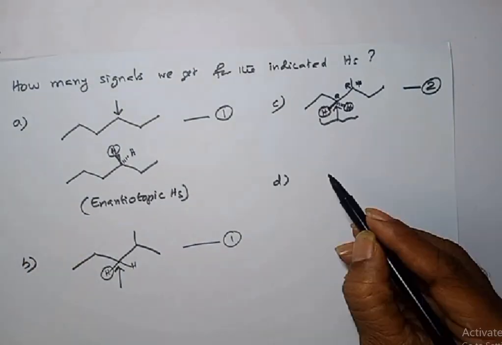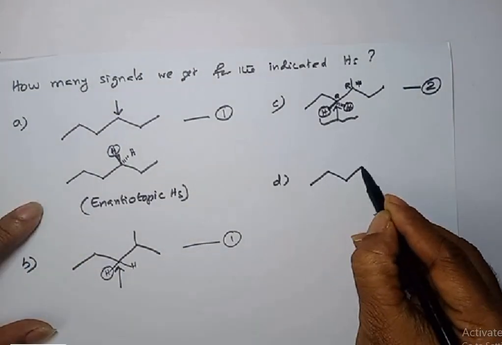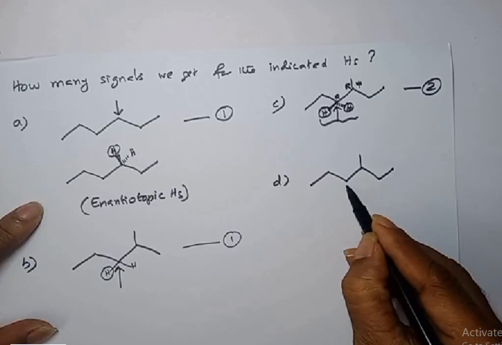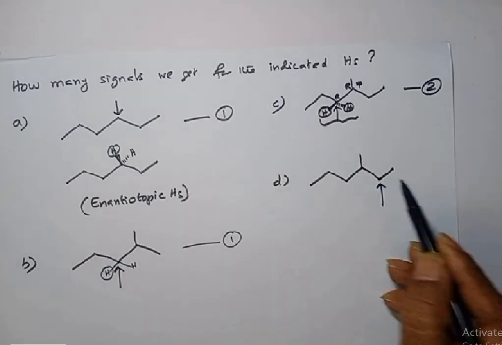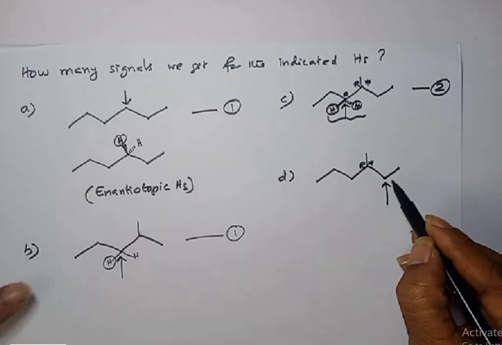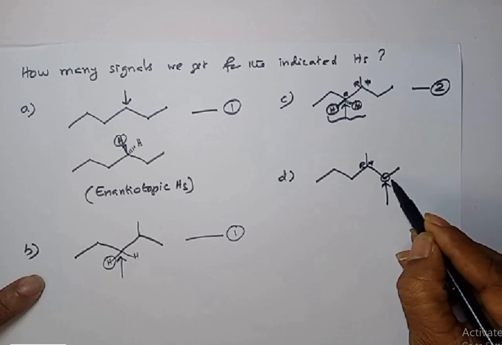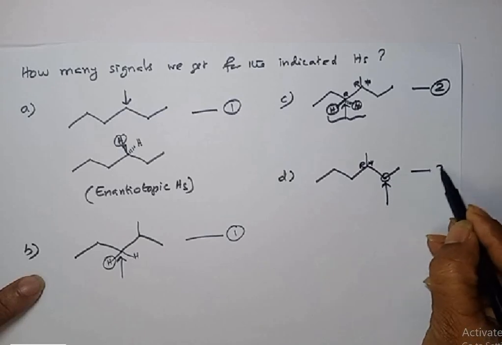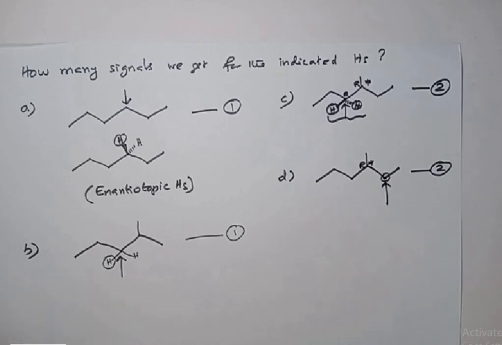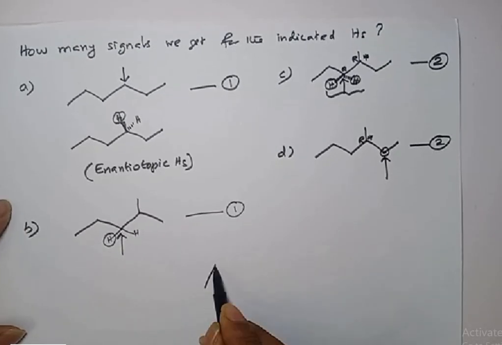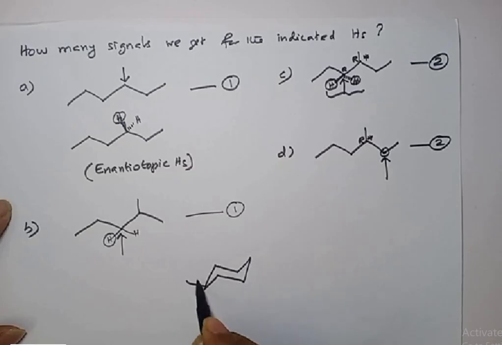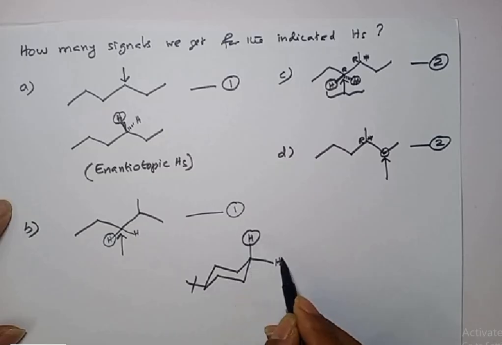Okay. In the same compound, if I give this carbon instead of this carbon, tell me how many signals I will get for the two hydrogens attached to this carbon. Yes, the two hydrogens attached to this carbon are also diastereotopic, we get two signals. Okay, right, now see this one. Tell me, these two hydrogens.